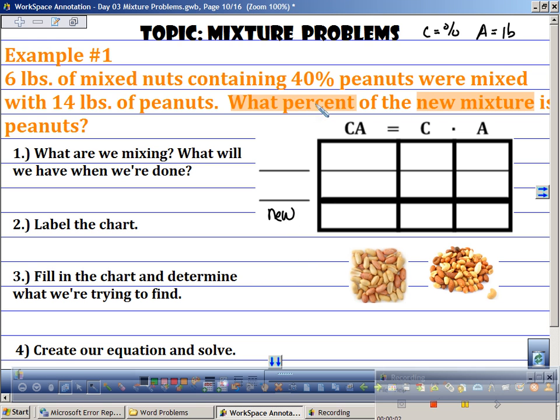What percent means percent, right? So where's my X going to go? Under the C. That's what we're looking for, right there.